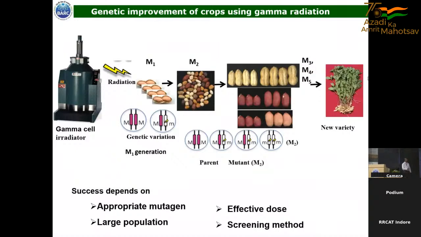You can see the recessive mutation here, and it goes to a homozygous recessive mutation. Then we can find the mutant in the M2 population, and in this mutant population, you can identify the recessive for our purpose. If it's a large seed size or whatever trait we are looking for, we can select it. This is how we go through this process. And the success depends upon selection of the appropriate mutagen, effective doses, screening method, and large population size.